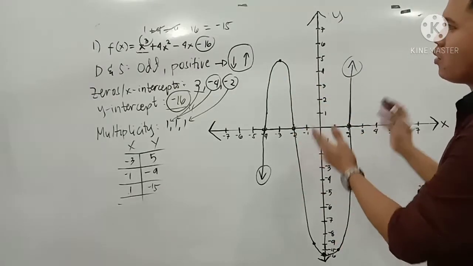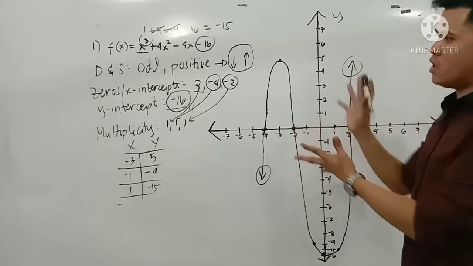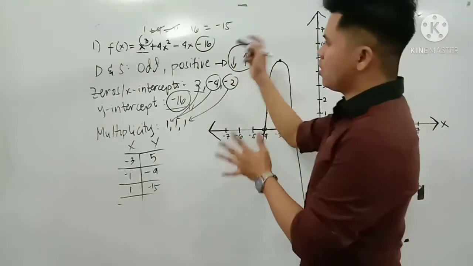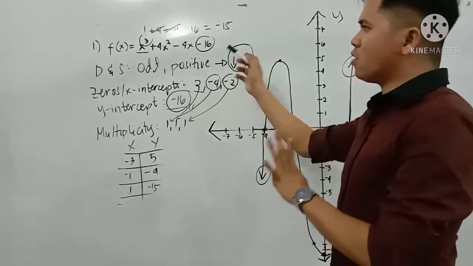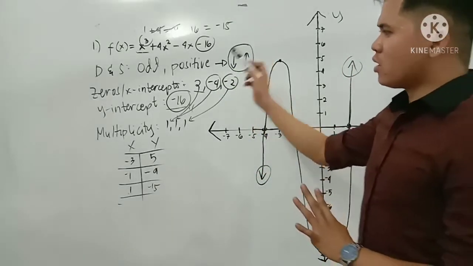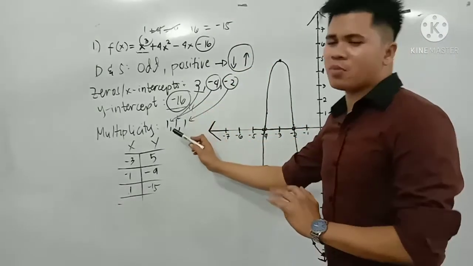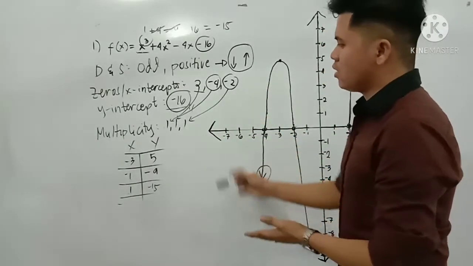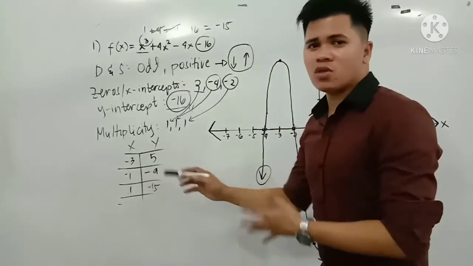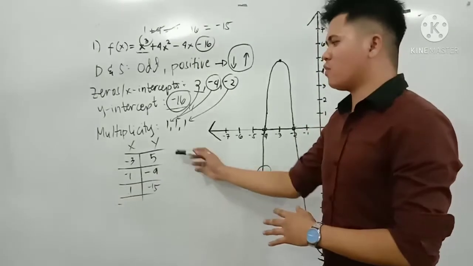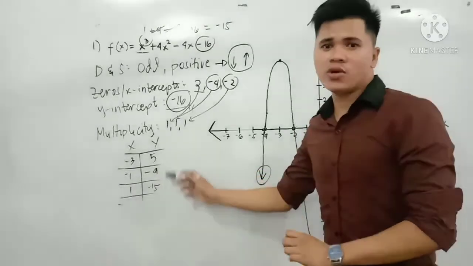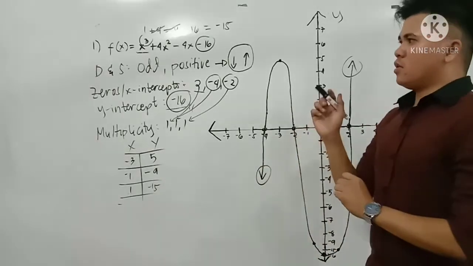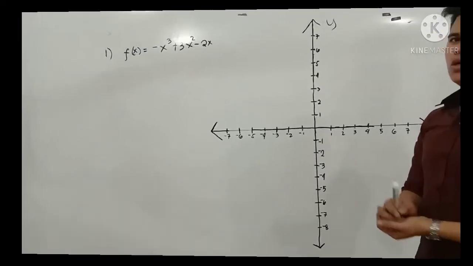So this is how we sketch the graph of the polynomial function. We have to know first the degree and the sign of the leading coefficient, the zeros, the y-intercept, and the multiplicity. Then after that, you have to find the other points which serve as the turning points of the graph, the other ordered pairs. Okay? So I hope this is clear. Let's try another example.